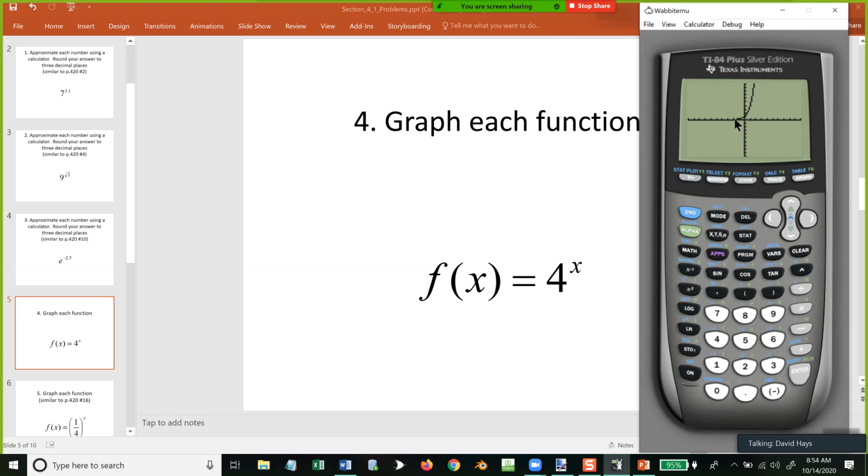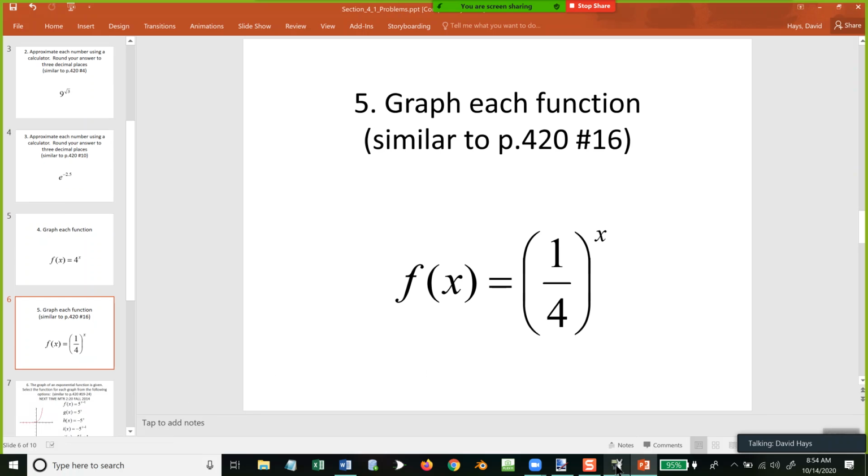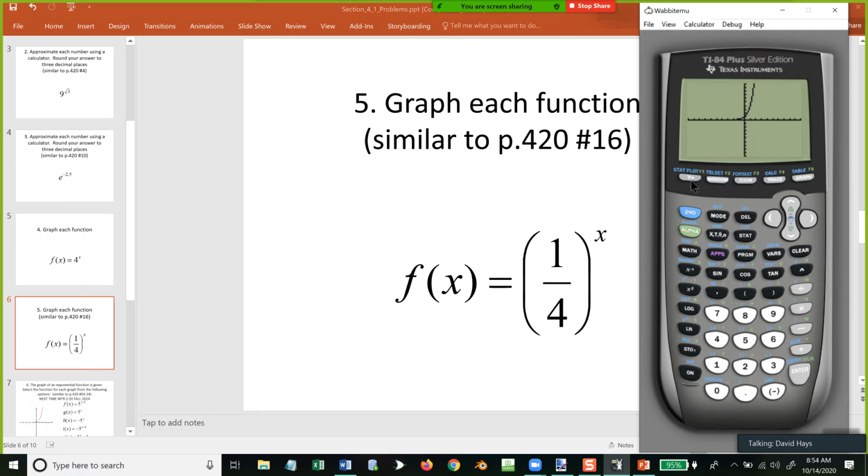Anyway, that's our graph. Just keep in mind, this keeps going forever this way. This one, we got 1/4 to the x power. So press my y equals, clear. Beginning parentheses, 1 divided by 4, closing parentheses, caret x. Then press graph. I'm just entering exactly as I see it.